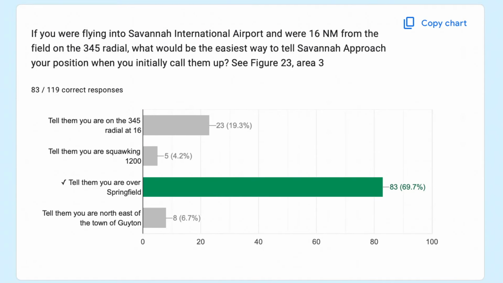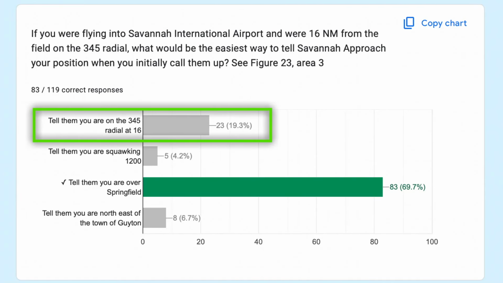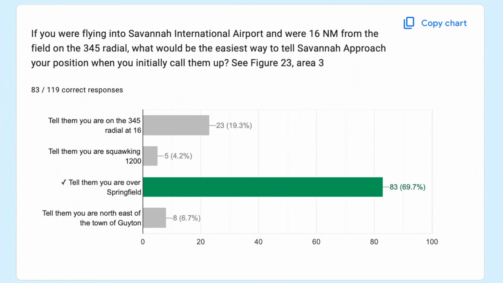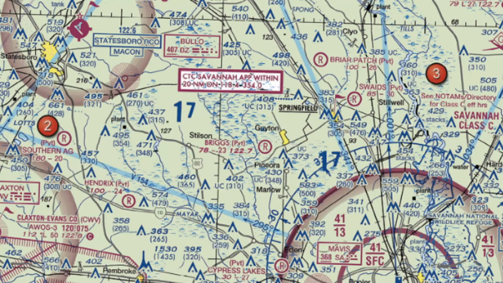Some of you guys thought you should tell them that you're on the 345 radial at 16 nautical miles. And that's totally fine in most cases, but the question actually tells you to give your position in the easiest possible format to ATC. Let's look at figure 23 and see how we could do that. Now, if you take your time to plot your position, what you'll find is that you're somewhere right here on the map. And what's something around here we can use to identify our position? Yeah, this little red flag. This is what we call a VFR reporting point, and this particular point is the town of Springfield. And if you tell ATC that you're over the town of Springfield, they're going to know exactly where you are.